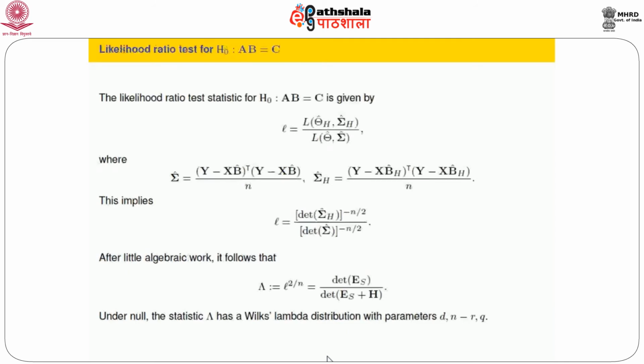So what is the likelihood ratio test statistic for this? For the likelihood ratio test statistic, under the normality assumption, we have to write down the likelihood, which we did not do here. It turned out that this likelihood ratio, which is denoted by script L, capital L, theta h hat.